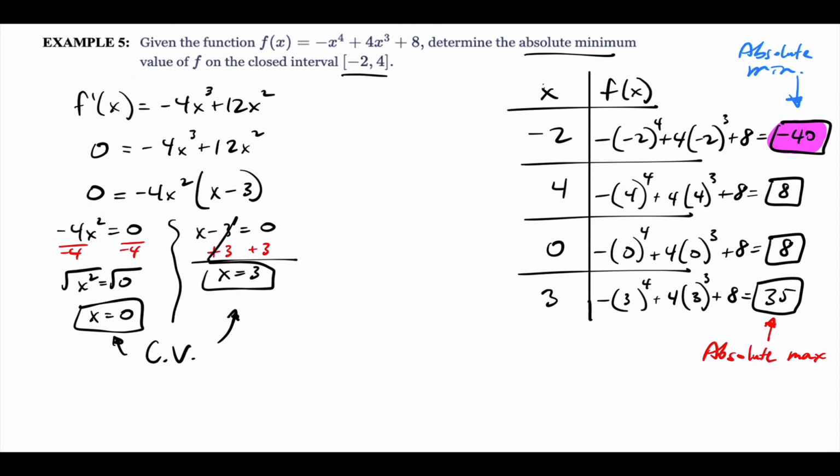So absolute minimum occurs at -2, -40. So if I was to graph this guy, that would be the lowest point. The lowest point from -2 to 4 would be at -2 at the very beginning. The highest point would be at 3, 35. Okay.